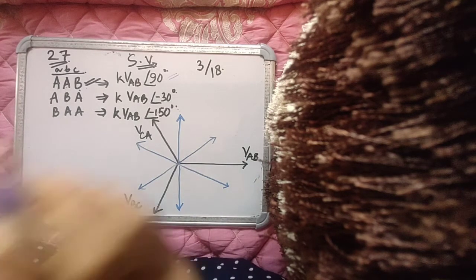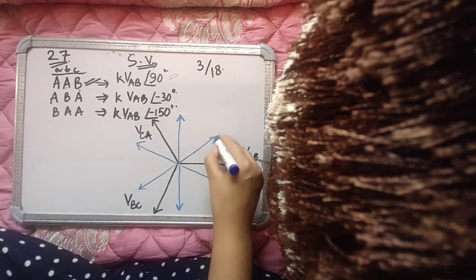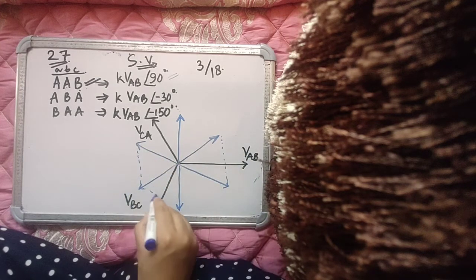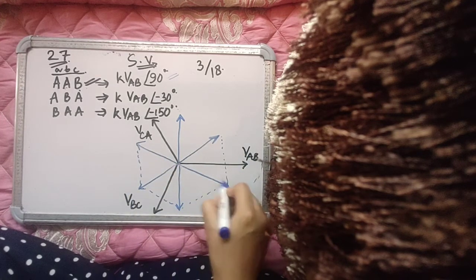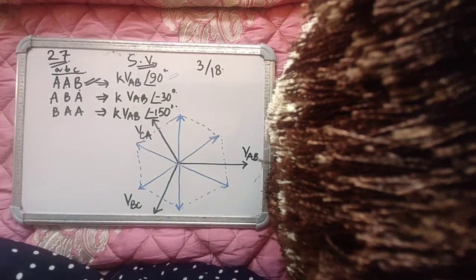That means 3 states are making a hexagon for me. And this is that hexagon. I'm talking about the line voltage space vector diagram, and this is the hexagon of the line voltage space vectors, right?